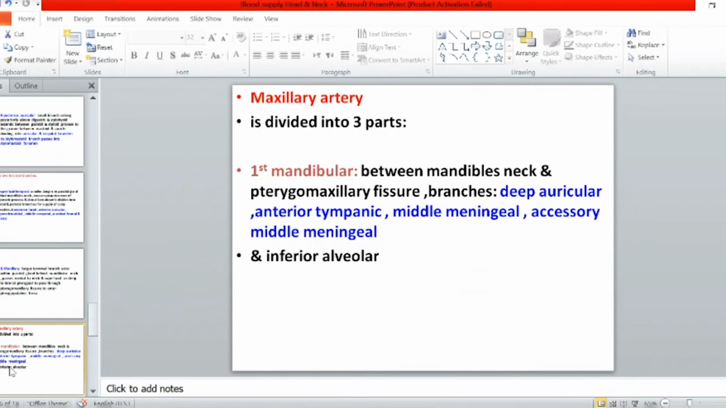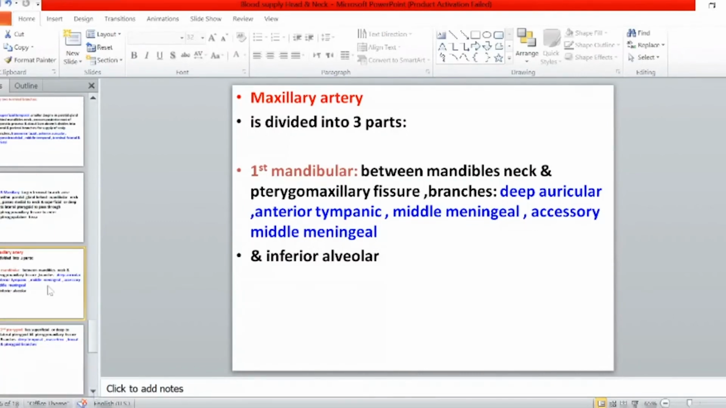The inferior alveolar is the supply for the inferior or lower teeth. The inferior alveolar descends through the mandibular foramen, passes inside the mandible and supplies all the teeth, and then emerges as the mental branch from the mental foramen.